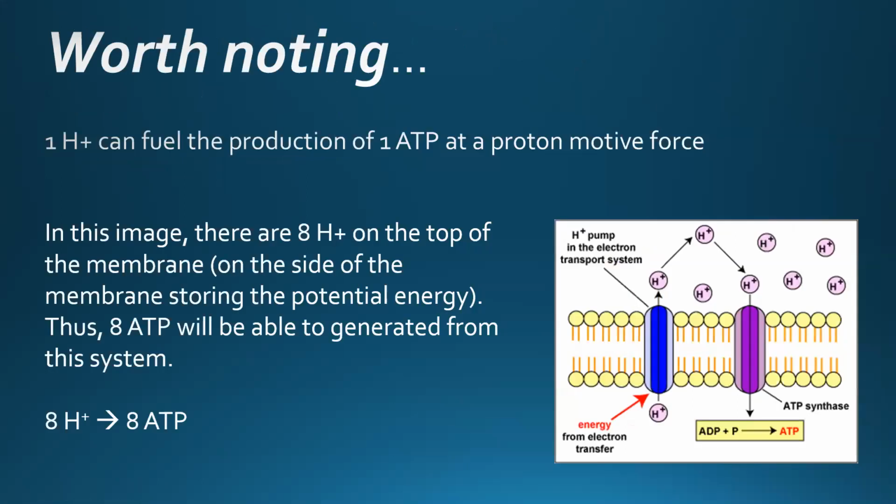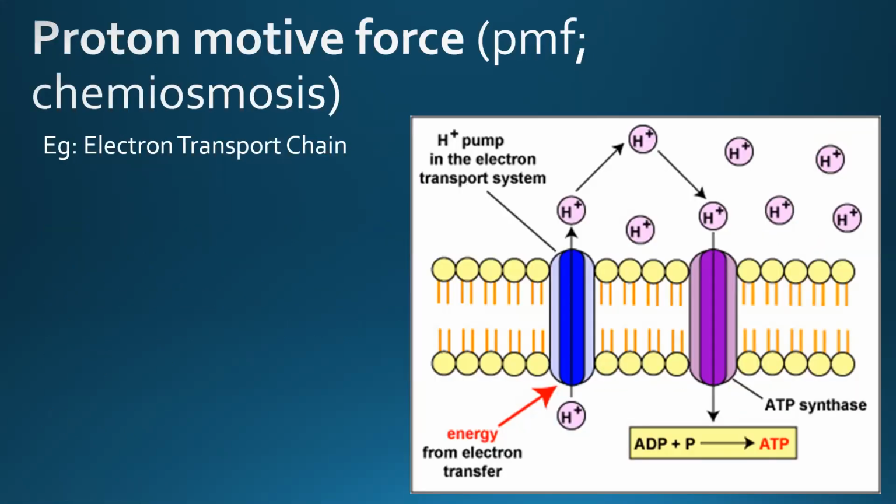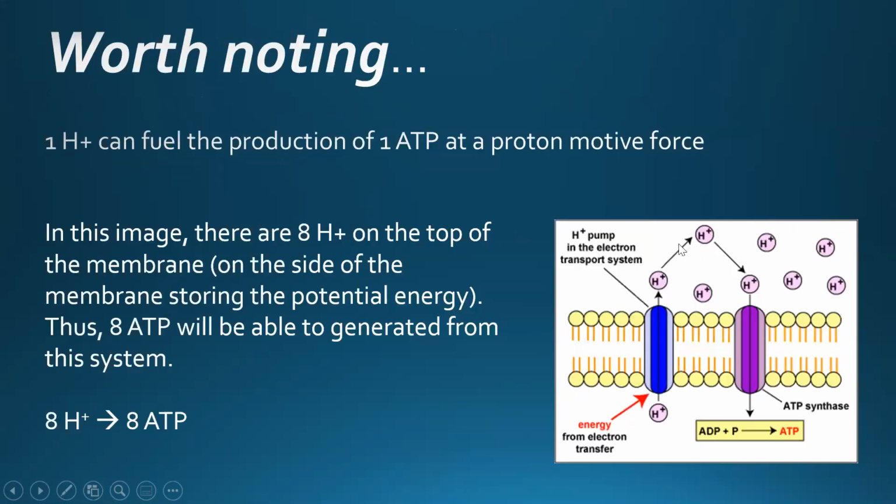Okay, so we're going to talk about that when we get to electron transport chain. So just to let you know, for your information, one hydrogen ion can fuel the production of one ATP molecule. It's basically what I showed you here. One crosses, you get one ATP. Another crosses, you get another ATP. Another. So if you have 8 hydrogen ions, 1, 2, 3, 4, 5, 6, 7, 8 here, how many ATP are you going to produce on the other side? Exactly. You're going to produce or generate or synthesize 8 ATP molecules.